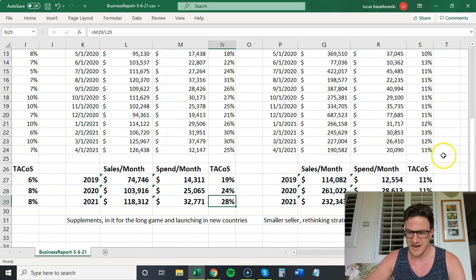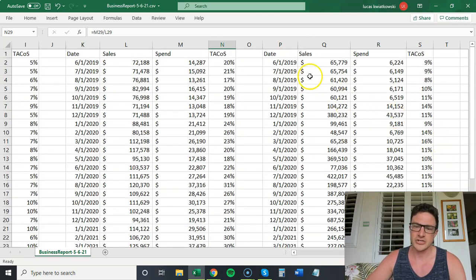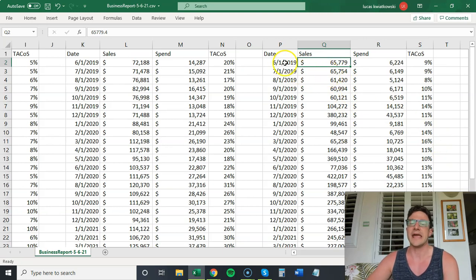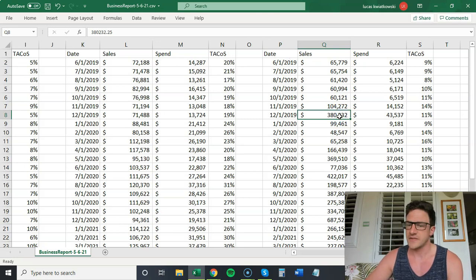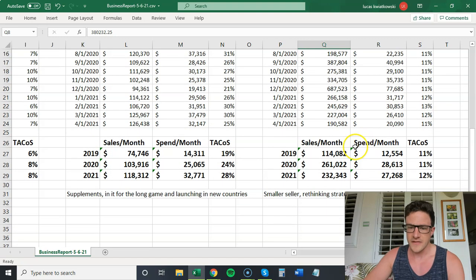Very last one here, and this is an interesting one. They started at only $65K a month a couple of years ago, at the very beginning of 2019. Seasonal item. They're in kitchen, but more of a gift kitchen item. So these numbers are 2020, and it's higher there because they had December in there, right?